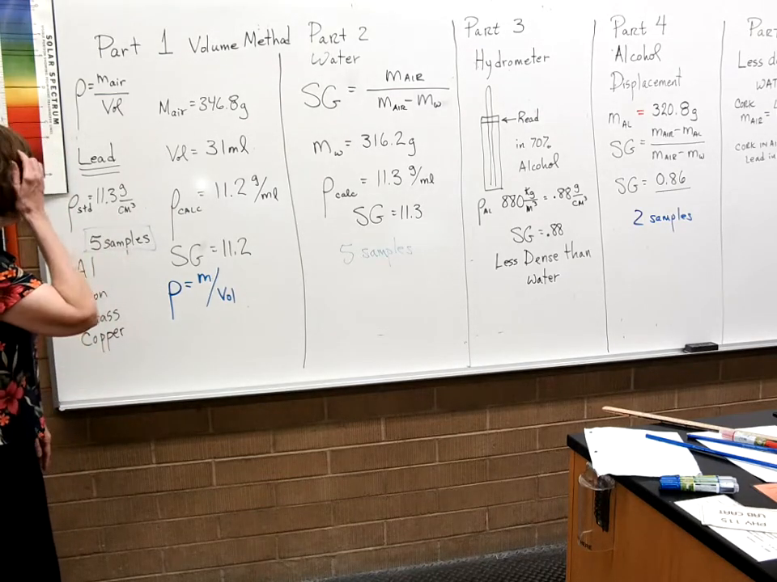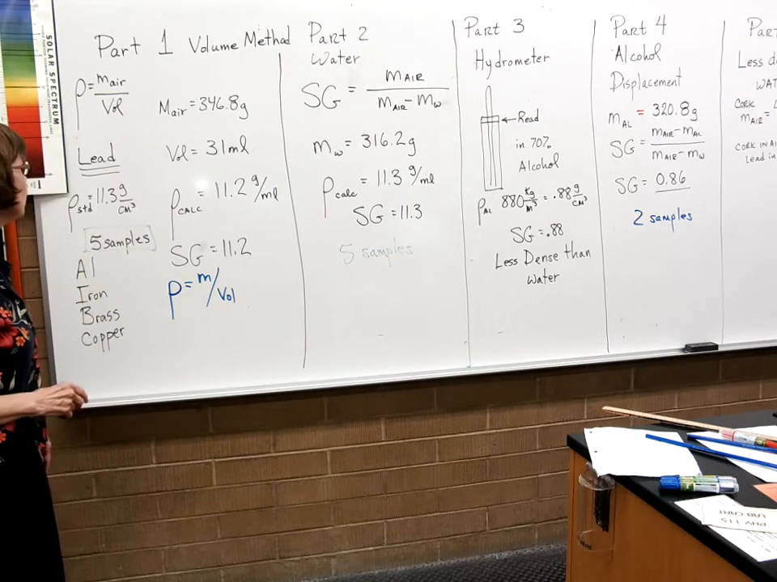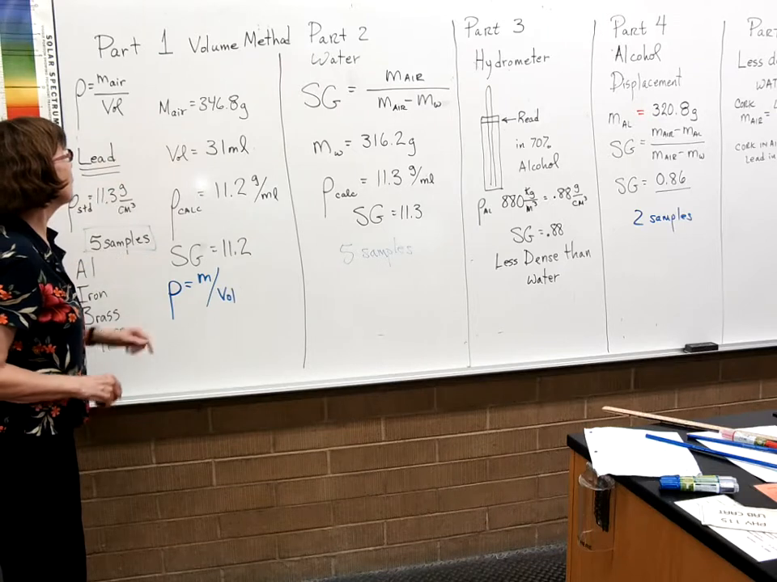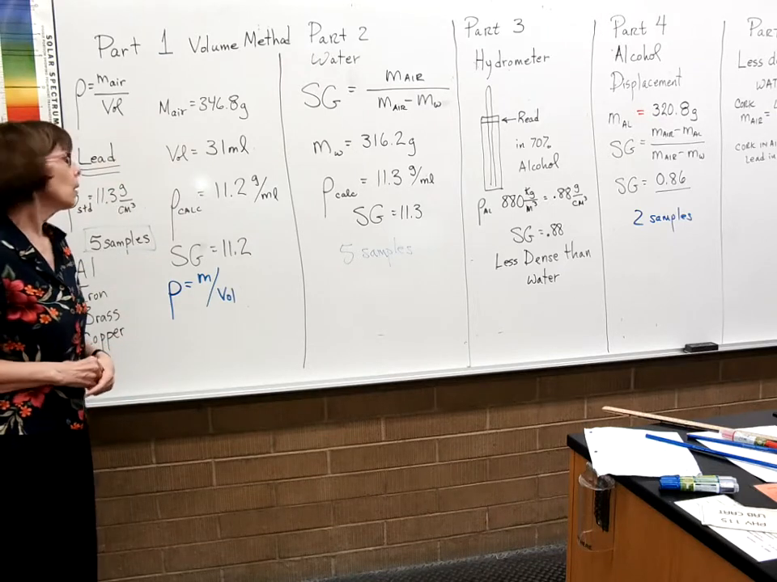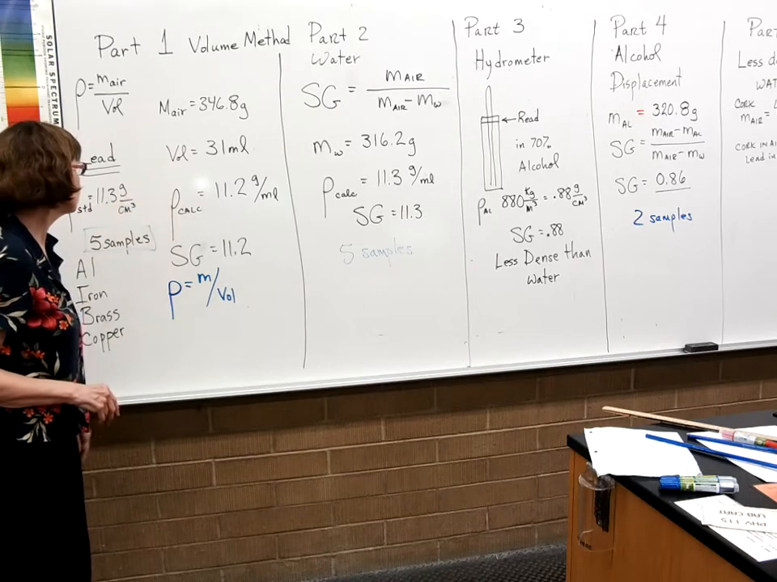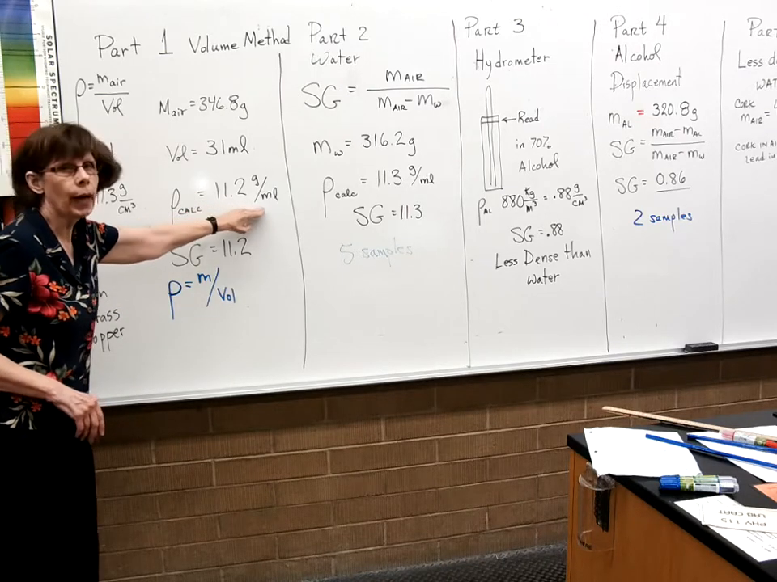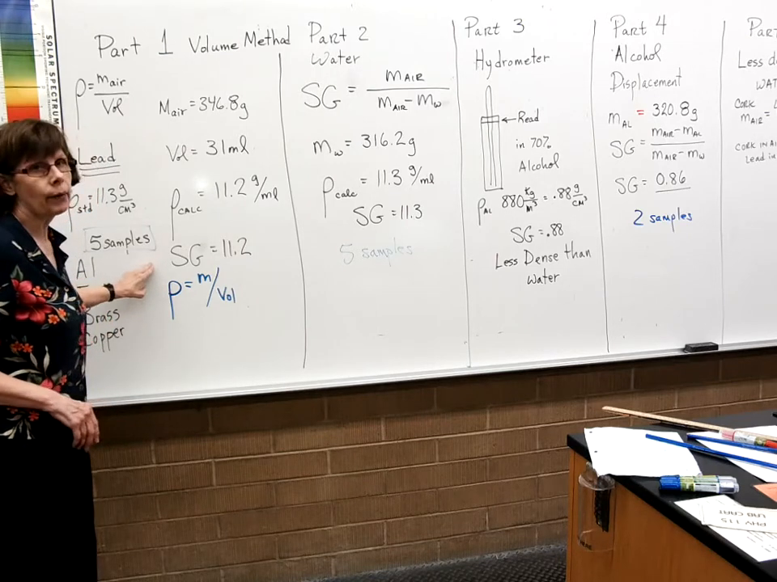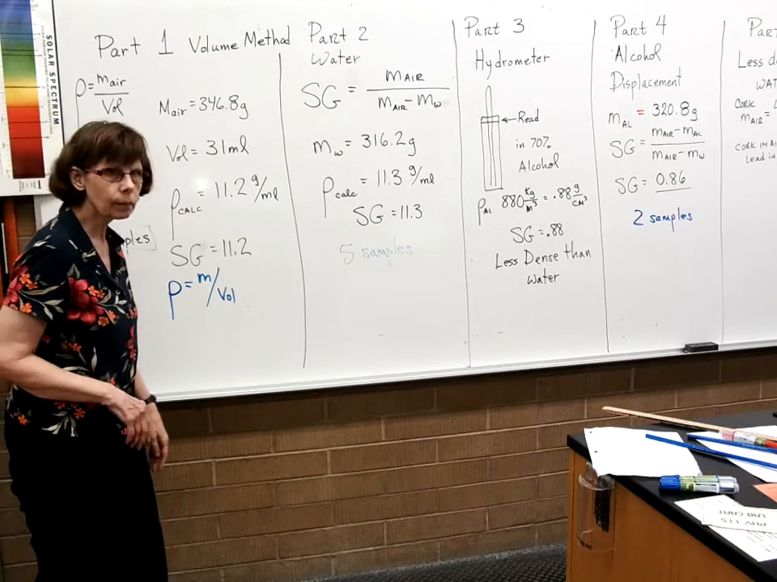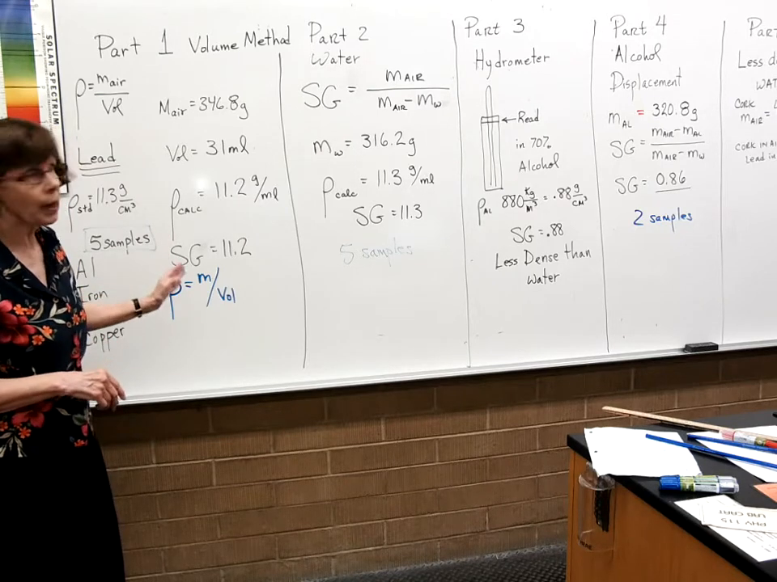The standard density of lead is 11.3 grams per cubic centimeter. So when I massed it in air on the scale, I got 346 grams. By water displacement, I got 31 mLs. By dividing the mass by the volume, I got 11.2 grams per mL, and the specific gravity then was 11.2. Okay, so you would then proceed to do all the other samples by this method.